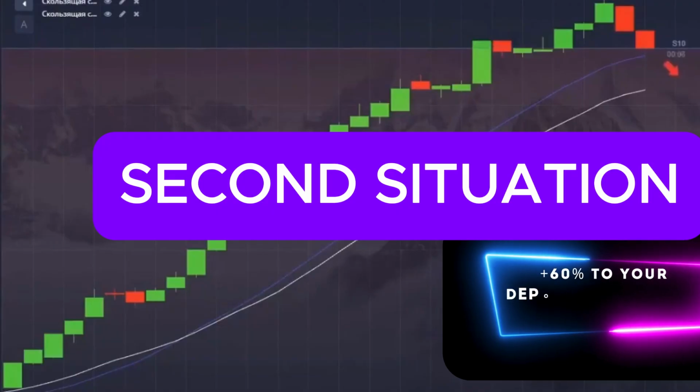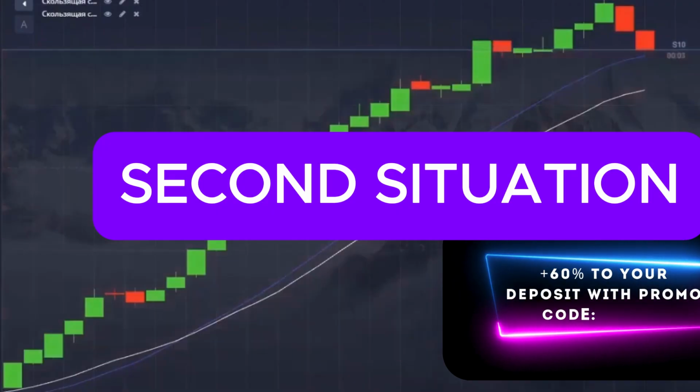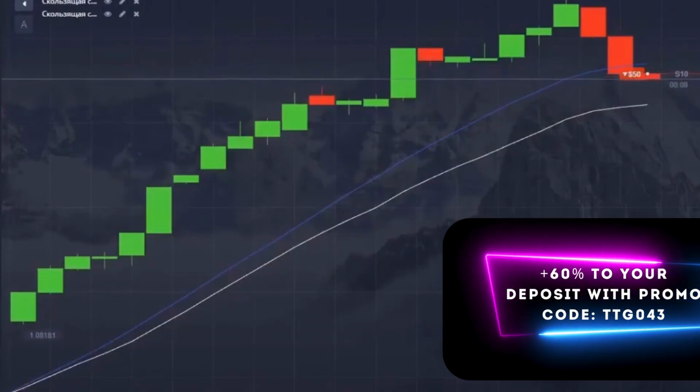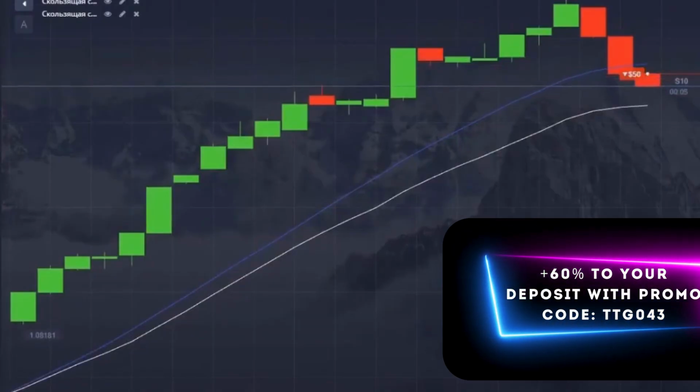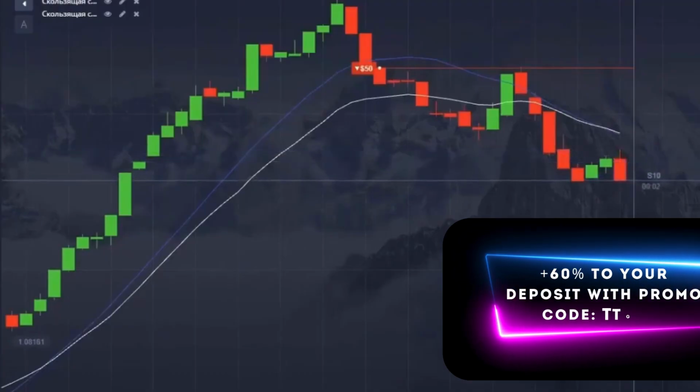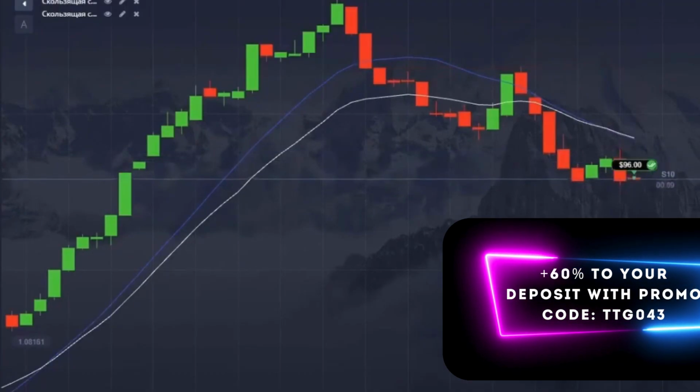So friends, we're finding the second situation. Now the candle is closing, and I'm opening a trade for a decrease for 3 minutes. Let's come back in 3 minutes and see what result we get. So friends, we're back to our second trade. Once again, our trade goes through absolutely smoothly and without any issues.